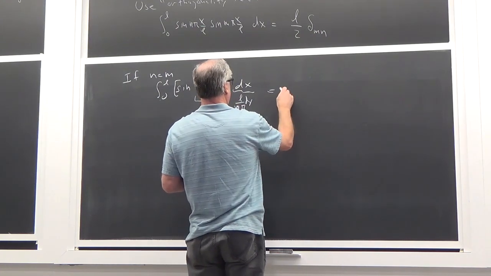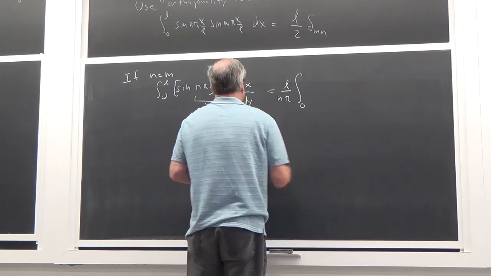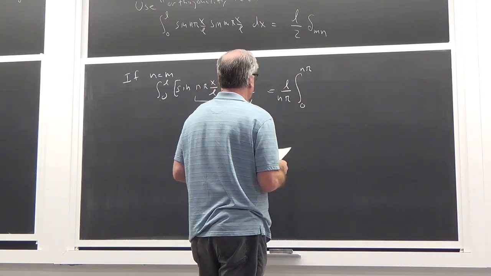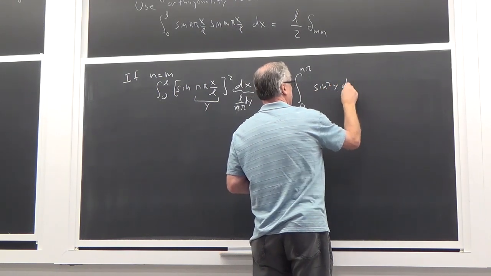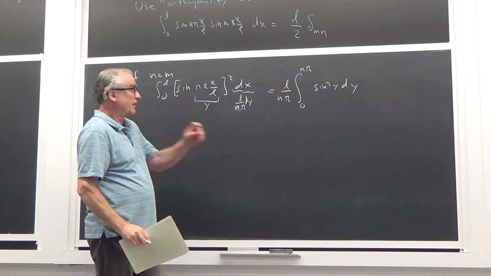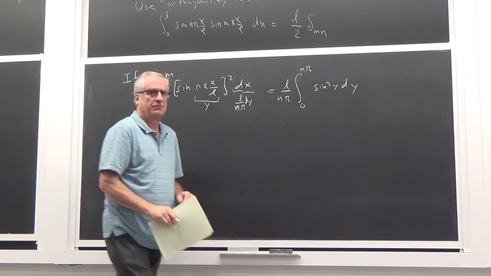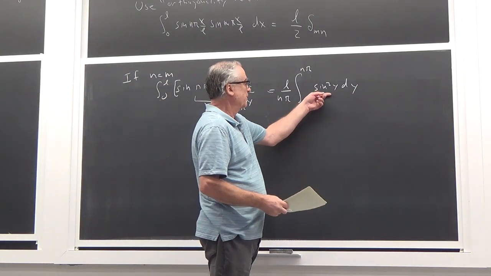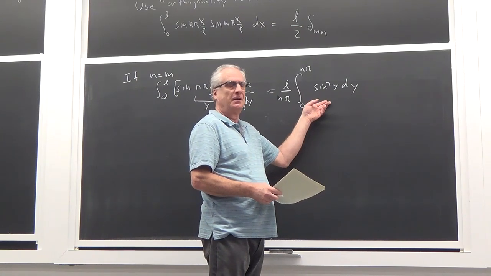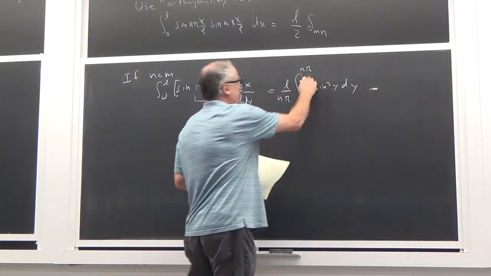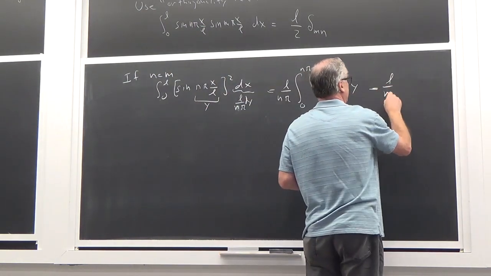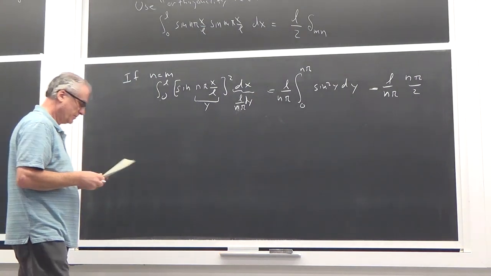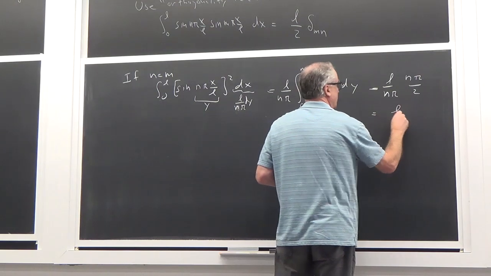And so we get the L over n pi out front. The integral now goes from 0 to n pi, and we get sine squared y dy. We're integrating a sine squared over an integral number of half wavelengths, and it doesn't matter if it's sine squared or cosine squared, you get the same answer. So I replace this by 1 half of sine squared plus cosine squared, and then the integral will be n pi over 2. So L over n pi times n pi over 2, since it's the integral of 1 half. And so this is just equal to L over 2 as claimed.